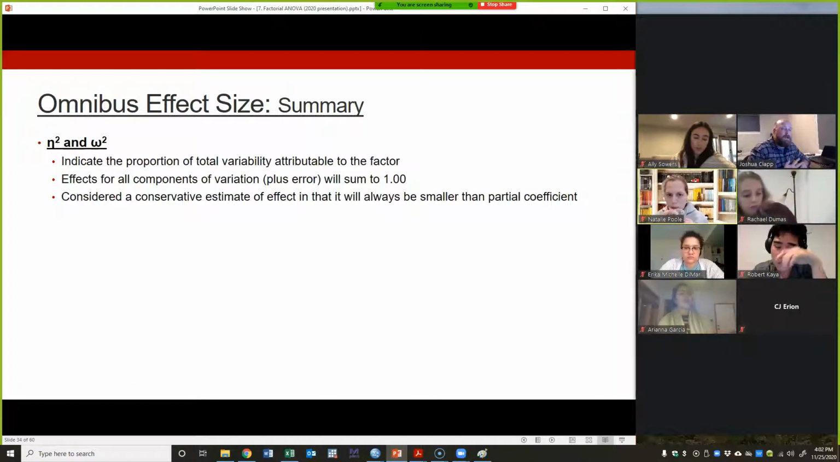Okay. So, summary of this. Eta squared, partial eta squared, and omega squared are interpreted as total variability attributable to the factor.